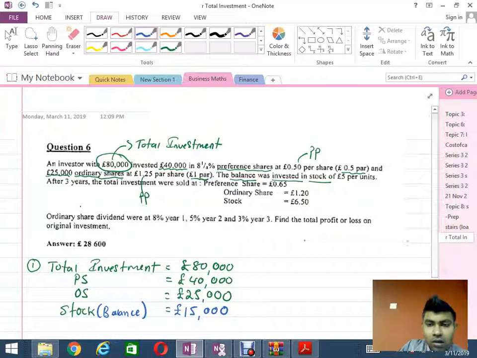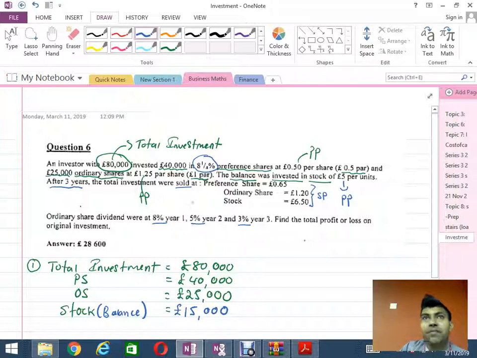Now, and then they said 5 per unit. Now, what is this 5 per unit? Also purchase price. How much you bought the stock? Purchase price. And after 3 years, now look at that. After 3 years, total investment was sold. So all this is what? Selling price, correct? Very clear here. Okay. And then ordinary share dividend, they already gave you a dividend 8%, 5% and 3%. Already given. Preference share percentage is here 8.25%. Change it to decimal, easier.